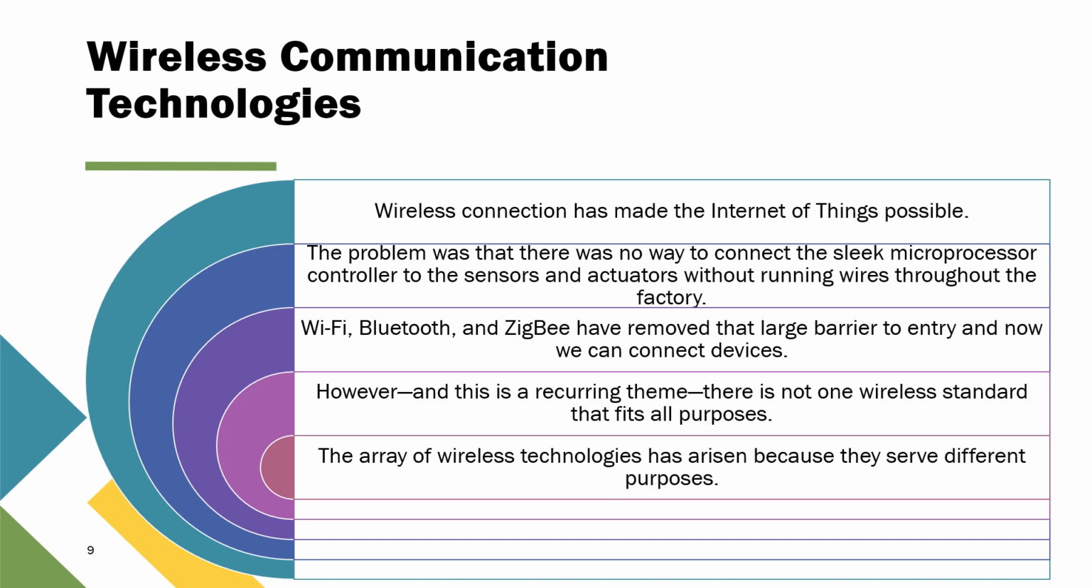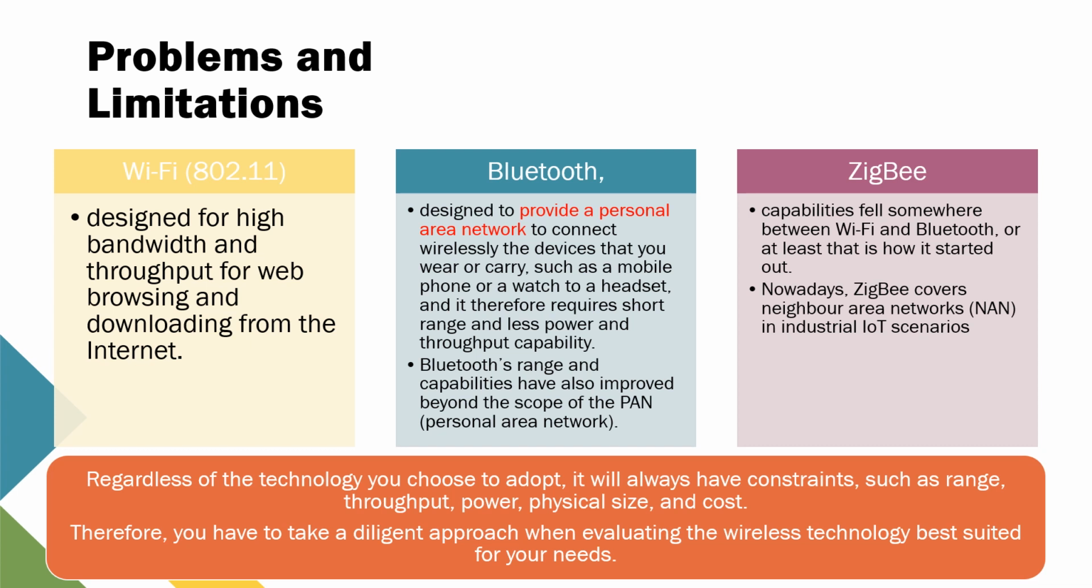We need a variety of types of wireless communication, and even each type might have some problems when we install it in the factory. Okay, so the array of wireless technology has arisen because they serve different purposes. In previous classes, we already saw a lot of wireless connection types.